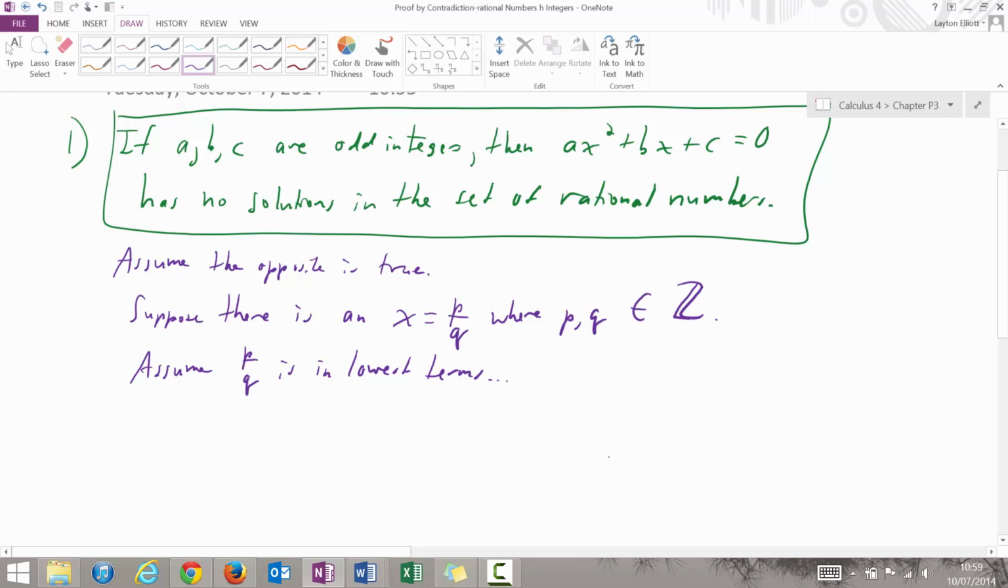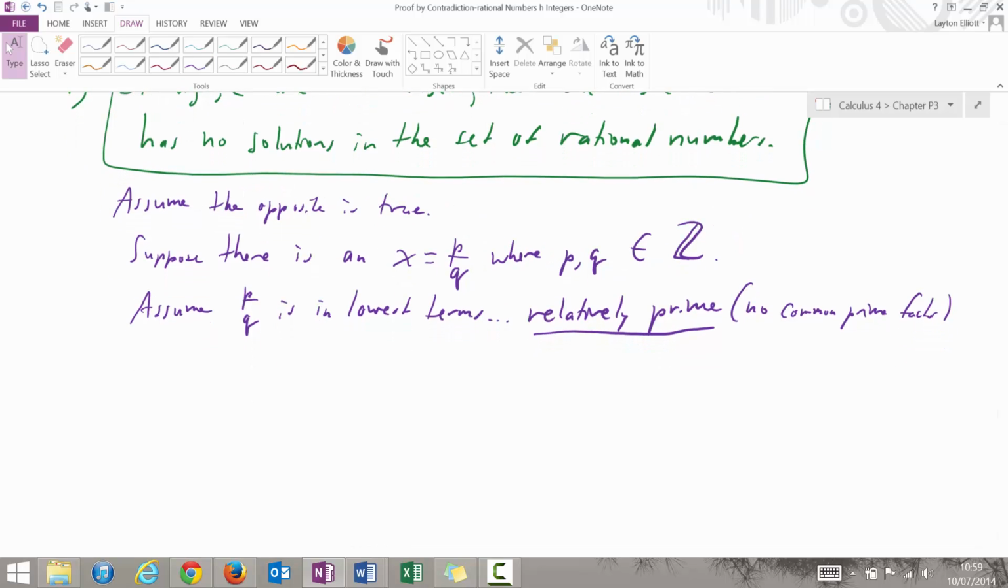Another way to say this is that p and q are relatively prime. This is actually more of a proper way to say it. We never talk about lowest terms in high math. We say relatively prime, which specifically means that there is no common prime factor. In fact, I'm going to cheat and use this as sort of a definition for relatively prime, so I can use that for future proofs.